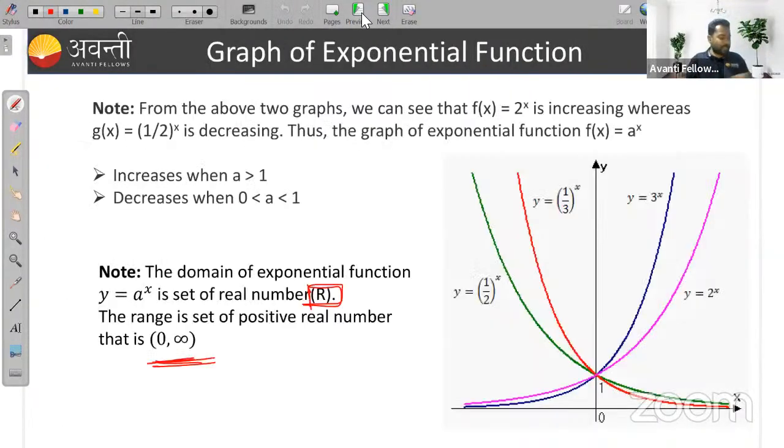In the next class, we'll start from the logarithm function. Also, we have the greatest integer function, modulus function, fractional part function, signum function, and some algebraic functions that we'll see in the next class.